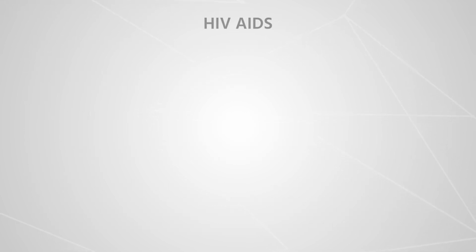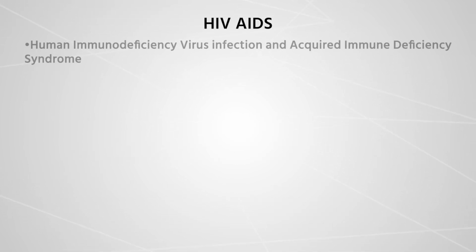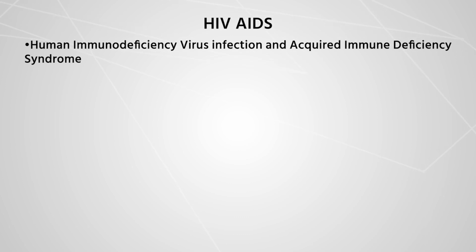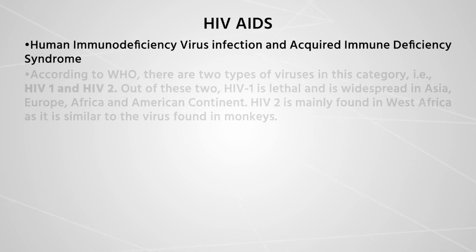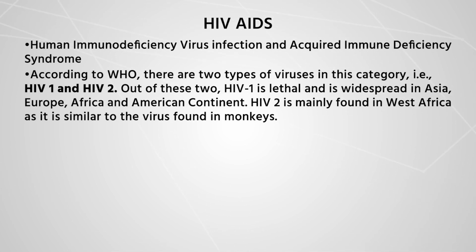Dear learners, HIV/AIDS, which means human immunodeficiency virus infection and acquired immunodeficiency syndrome, is one of the most fatal STIs. According to WHO, there are 2 types of viruses in this category. One is HIV-1 and the other is HIV-2. Out of these, HIV-1 is very lethal and is widespread in Asia, Europe, Africa and the American continents. Considering HIV-2, it is mainly found in West Africa and is similar to the virus found in monkeys.